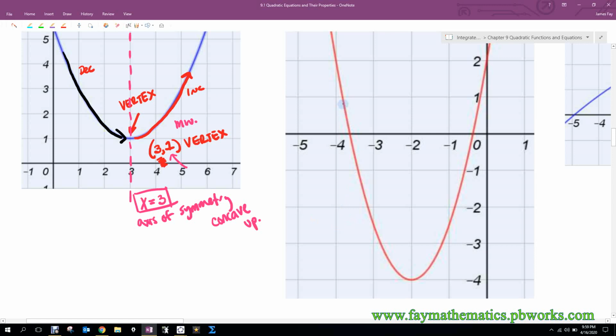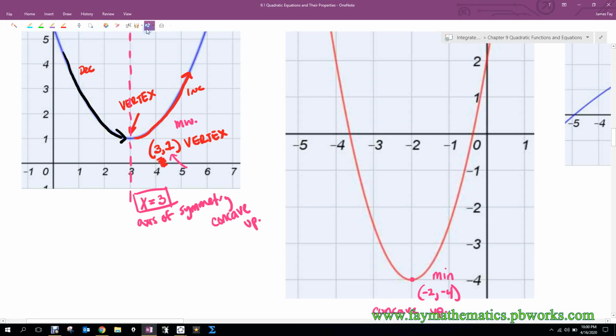So we get to this next one. Left to right, we're decreasing, decreasing, decreasing. At this point here, it looks like the transition from decreasing to increasing. So this point here might be my vertex. It's an x value of -2 and looks like a y value of -4. Because it's concave up again, this point here is a minimum.